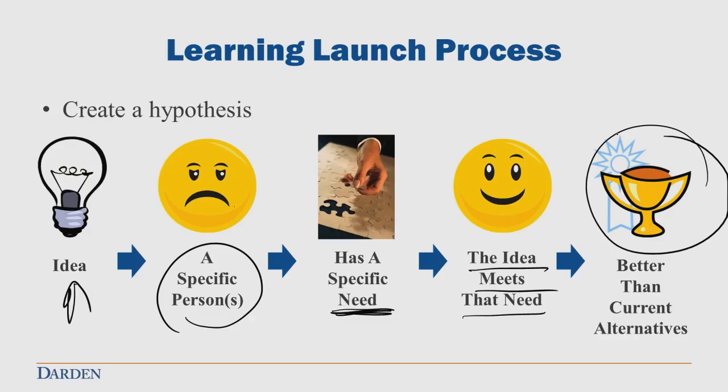That's what you think. So the hypothesis is: Jims and Janes have a specific need. They want to be able to do this. My idea meets that need better than the current alternatives because, whatever fill in the blank is. That allows you to start unpacking, peeling an onion. What I call peeling the artichoke and getting to the heart of what's that burning need.